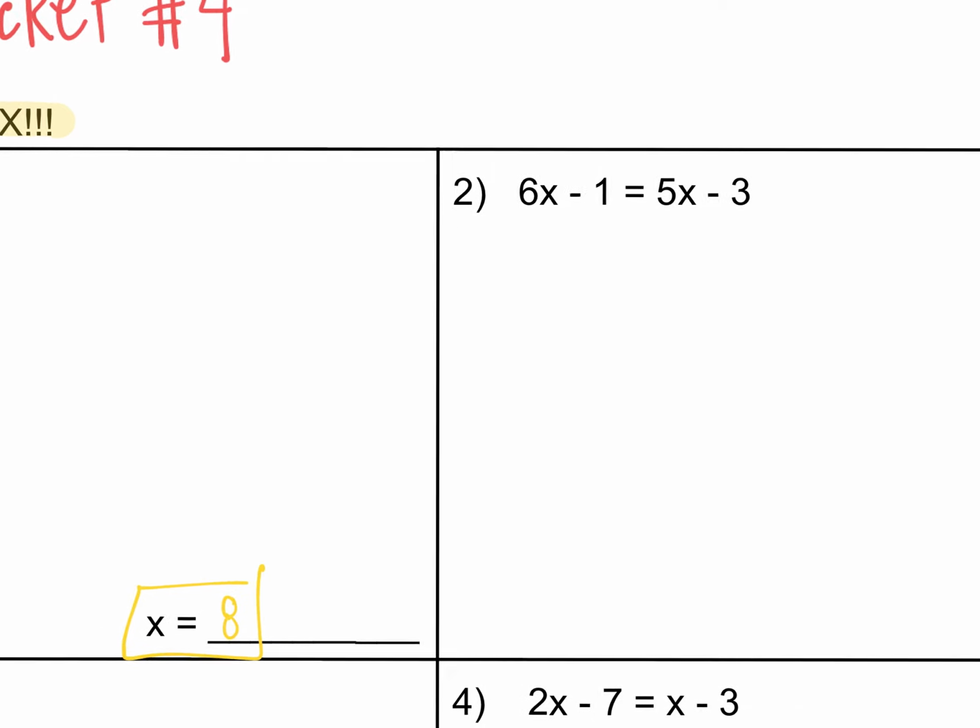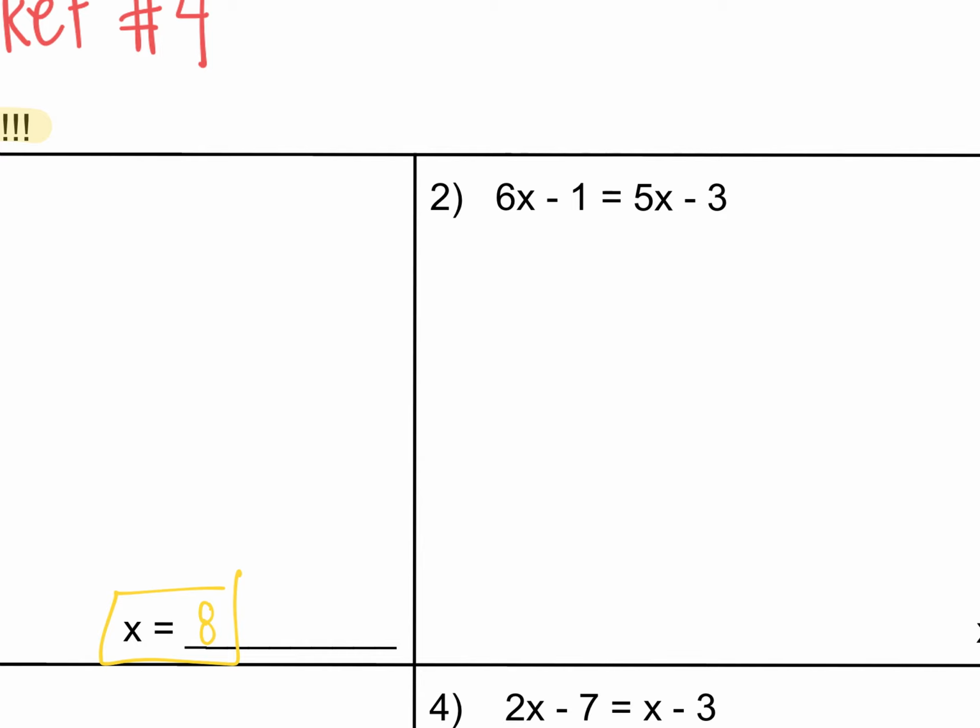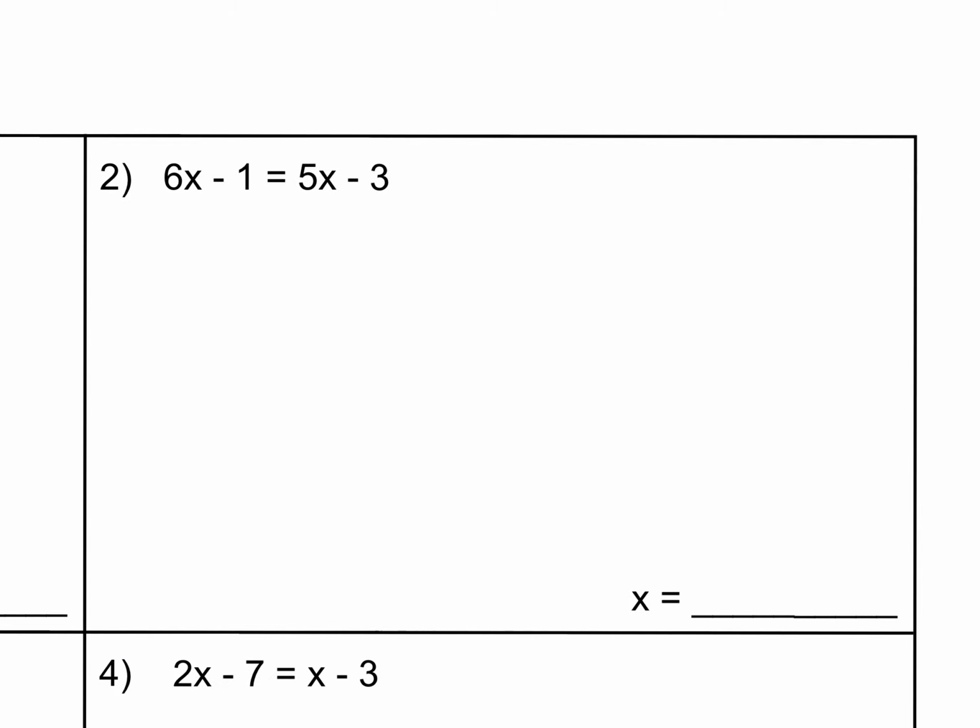All right, let's now take a look at number 2. In number 2, we have the equation 6x minus 1 equals 5x minus 3. Again, I want to move all my x's to one side. There is a 6x and a 5x, so I need to get rid of one of them. It doesn't matter which one.